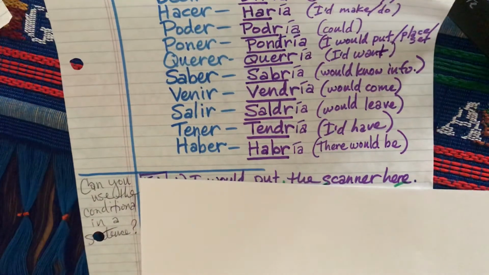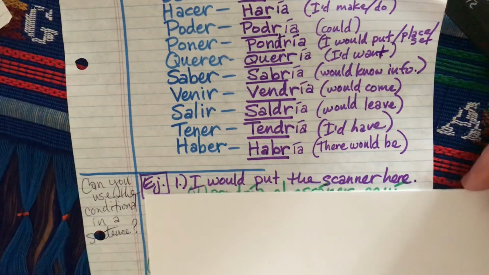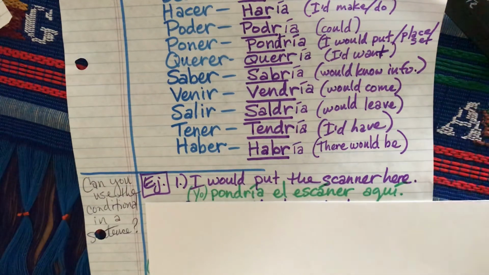All right, next question. Can you use conditional in a sentence? I'm going to give you several sentences for an example. I'll just show you the first one. I would put the scanner here. Yo pondría el escáner aquí. Pondría. I would put it here, but there's something keeping me from doing it.